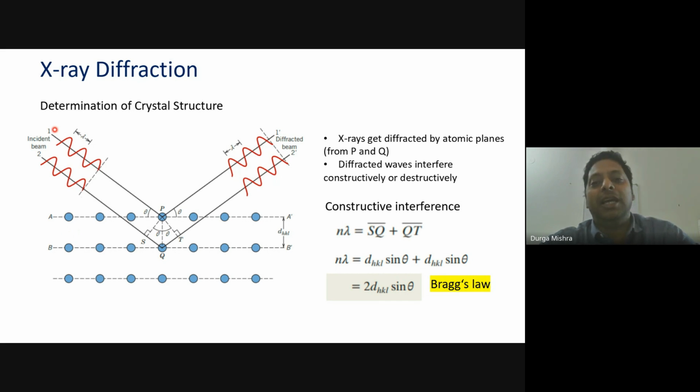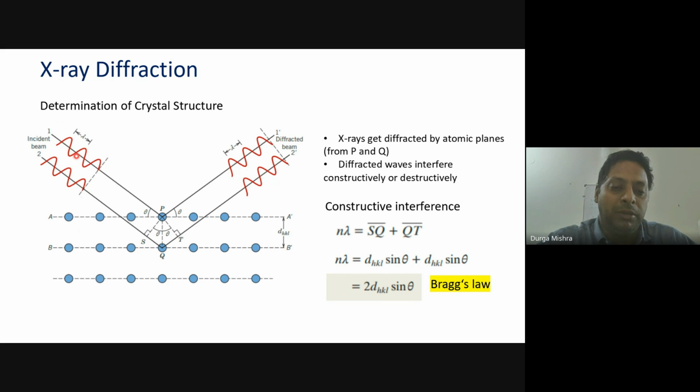So this X-ray normally is produced by accelerating your electrons, and these electrons will strike a target, and in the process they will emit X-ray radiation, which is an electromagnetic radiation. And this radiation then will be incident on your sample, on your material, and this is how it is now represented.